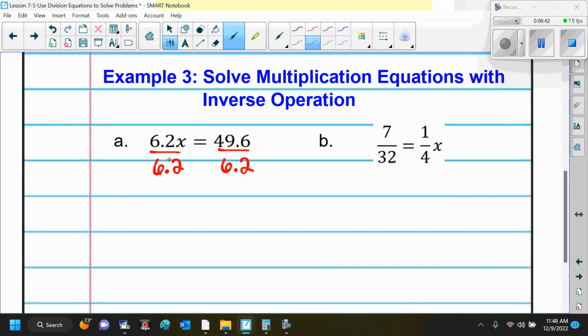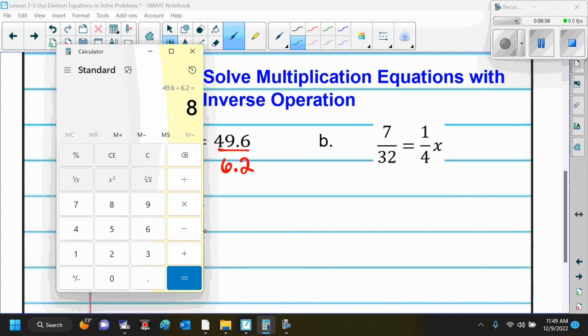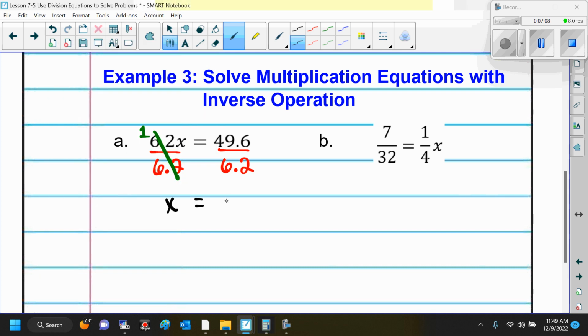So again, over here, 6.2 divided by 6.2, that's equal to 1. And 1 times x is equal to x. And then over here, we can use our calculator. We have 49.6 divided by 6.2, and that's equal to 8. Very good. So x is equal to 8.